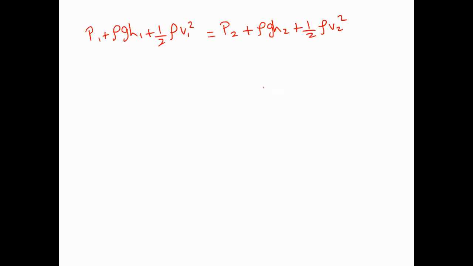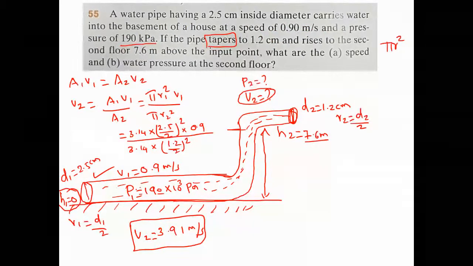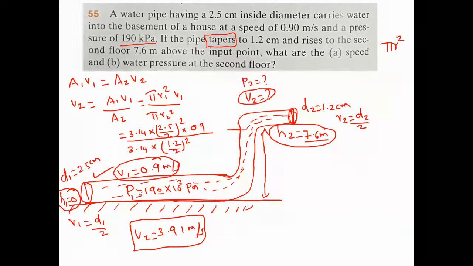Now what is the value of h1 here? 0. What is the value of h2 here? 7.6. What is the speed of the first pipe? The speed of the pipe is 0.9. Am I right? Yes.